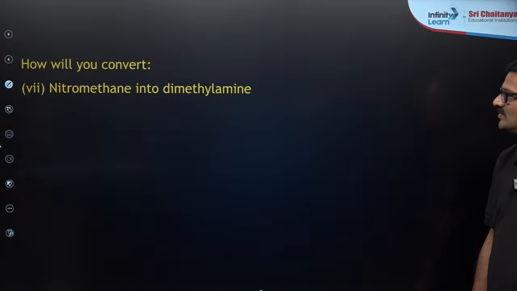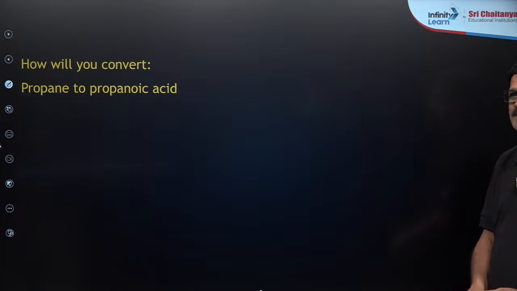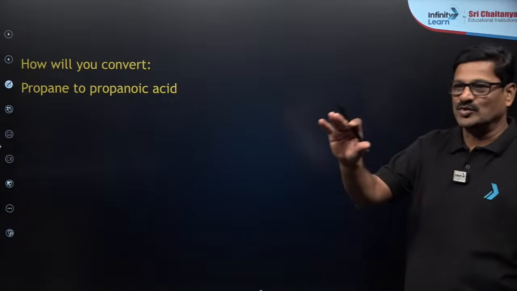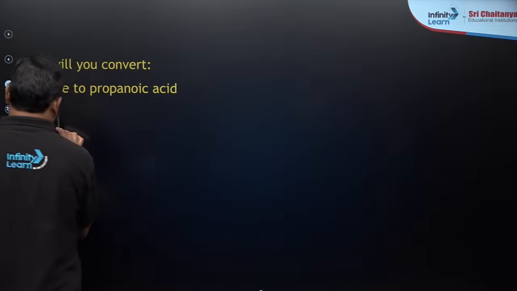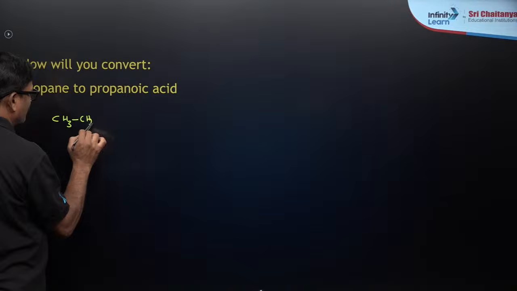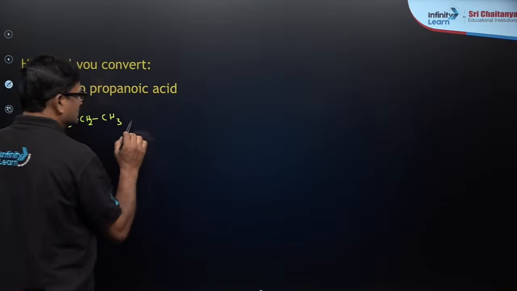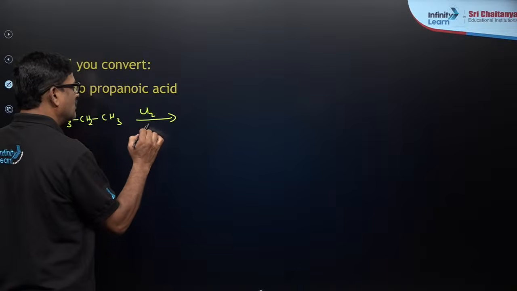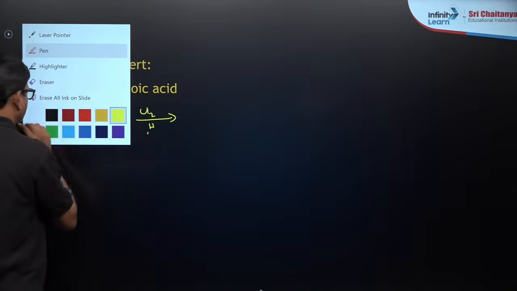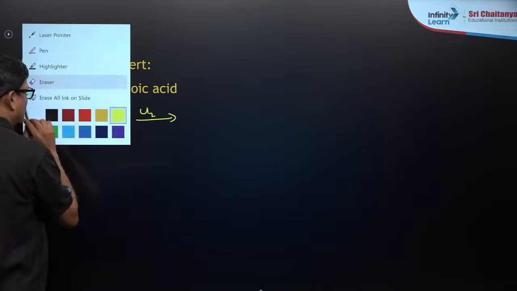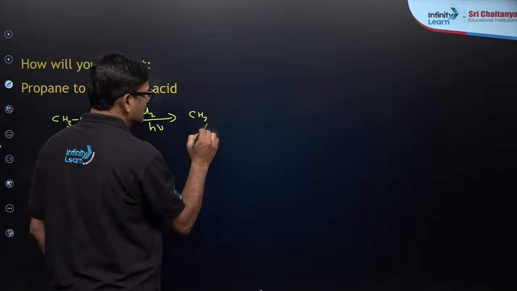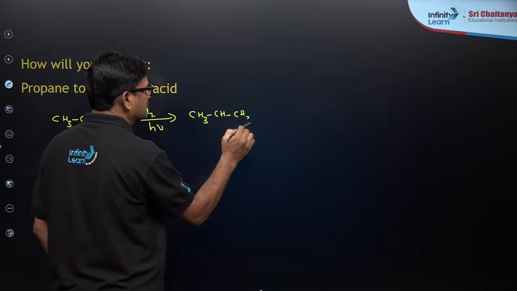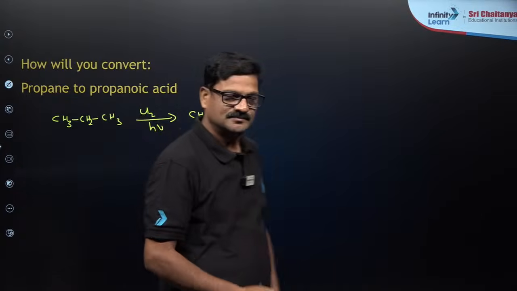Now propane to propionic acid. Now let us see a discussion between you and me. Propane to propionic acid. Propane, CH3CH2CH3. Now let us make it Cl2 in the presence of light. Alkane you can do nothing unless you go for free radical chlorination. You are going to get CH3CHClCH3. Fine.